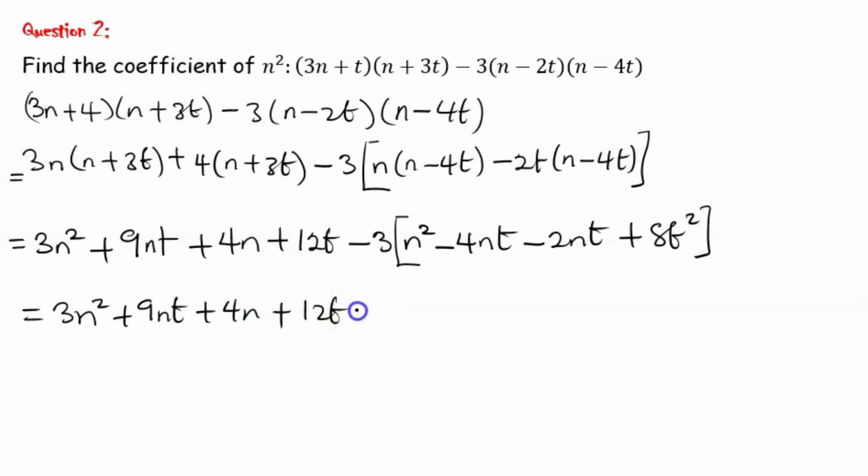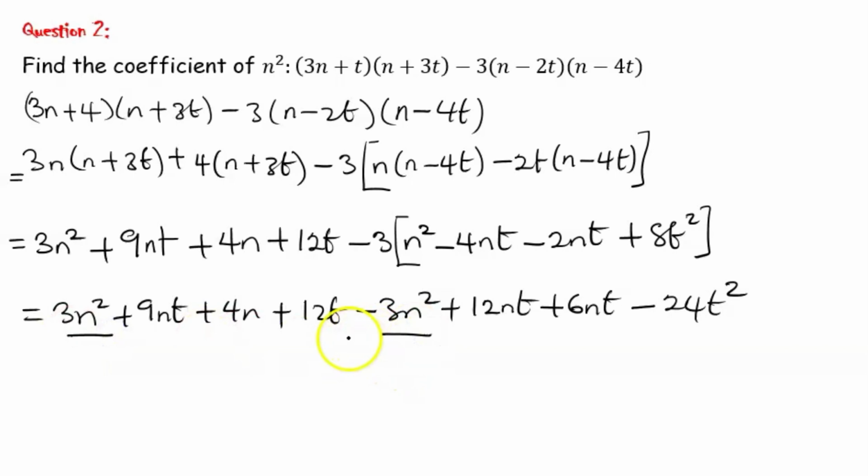So this minus 3 now is going to start acting: minus 3n squared plus 12nt plus 6nt minus 24t squared. All right, the question asks us to find the coefficient of n squared. So let's look at those terms with n squared. There are only two that carry n squared. So that you do not waste time, it's just 3n squared, and you bring out the other one, which is minus 3n squared. This is what we are able to see as the coefficient.